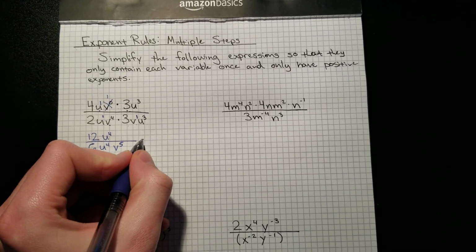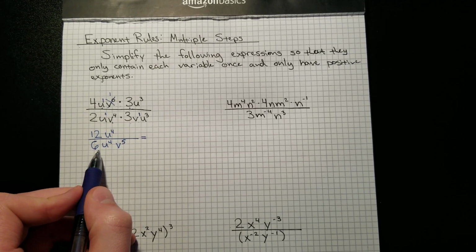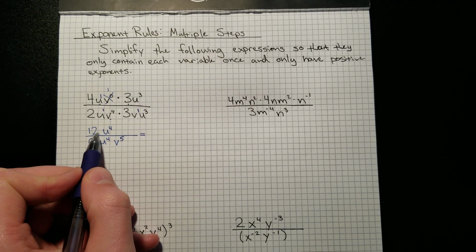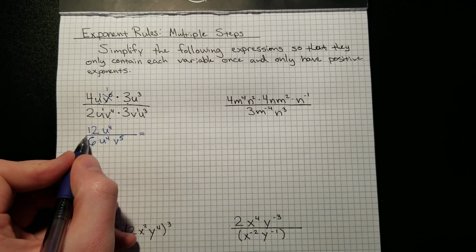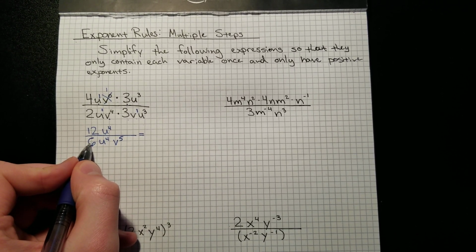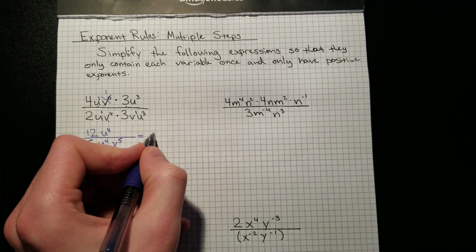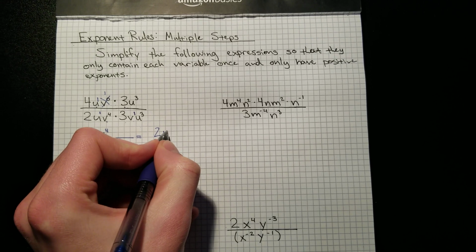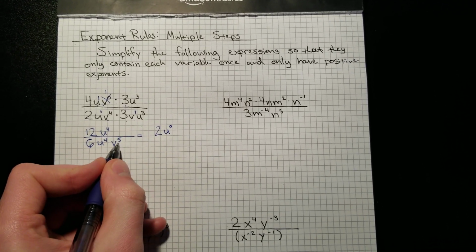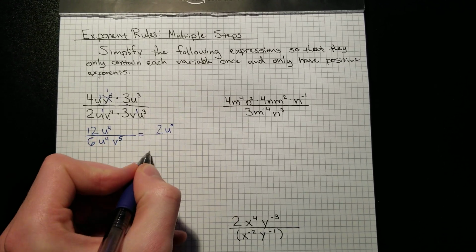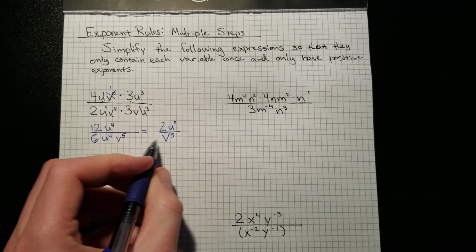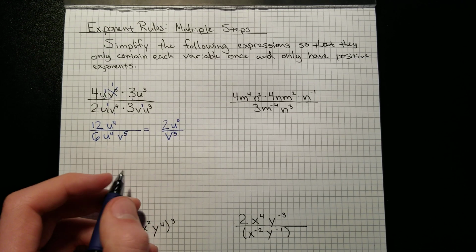So that means when we do our division rule, which is going to be our second step, we're going to divide the whole numbers. So we get 12 and 6. 12 divided by 6 is 2. u to the 4 divided by u to the 4 is u to the 0. And there's no v on top, so that's going to stay v to the 5th on the bottom. It doesn't really move because it would have to be down there.